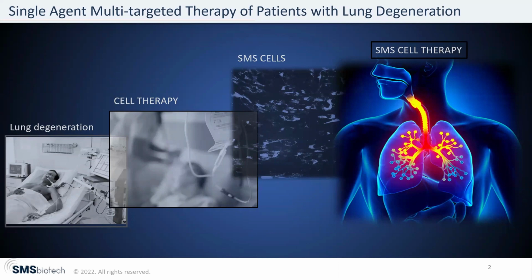The regenerative therapy is based on a single agent, SMS cell, that invokes several mechanisms for the aim of lung regeneration. The specific aim is to stimulate endogenous lung regeneration in individuals with destroyed alveoli, such as in the case of COPD.